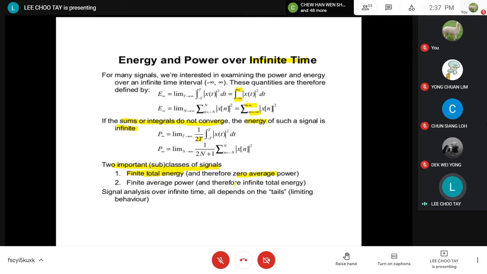However, if we have a signal that has infinite total energy, then we define the power by the finite average power. As far as our study is concerned in this course, we are going to analyze a lot of signal power, and we are going to analyze also the noise power. Again, we'll come to it.